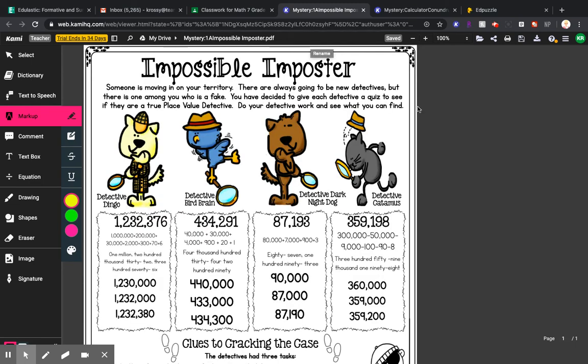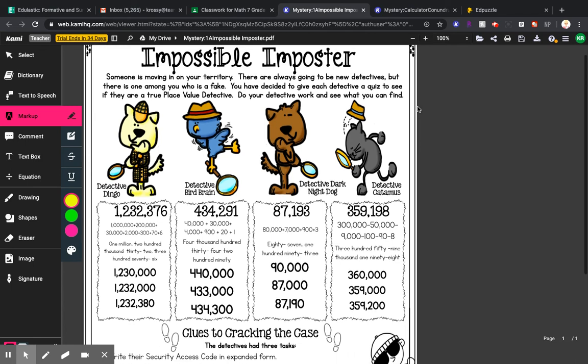The impossible imposter. Someone is moving in on your territory. There are always going to be new detectives, but there is one among you who is a fake. You have decided to give each detective a quiz to see if they really are a true place value detective. Do your detective work and see what you can find.